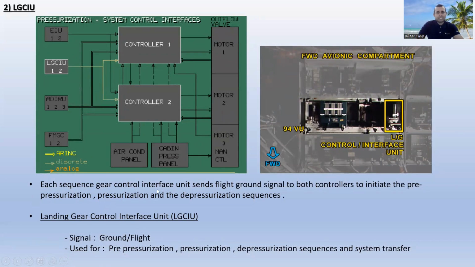Each landing gear control interface unit sends a flight/ground signal to both controllers to initiate the pre-pressurization, pressurization and depressurization sequences. So the landing gear control interface unit signals will be ground and flight, and are used for pre-pressurization, pressurization, depressurization sequences and system transfer. All right.